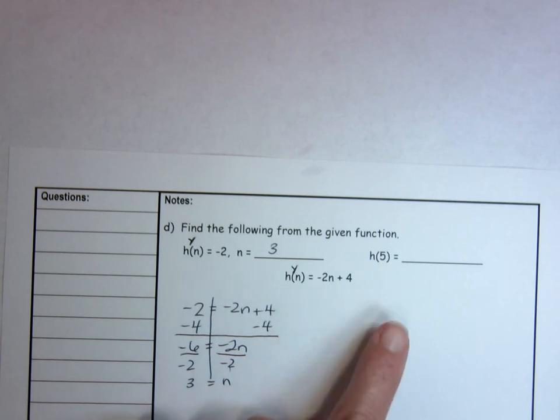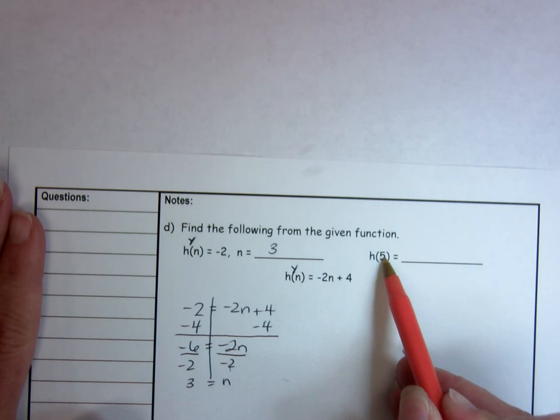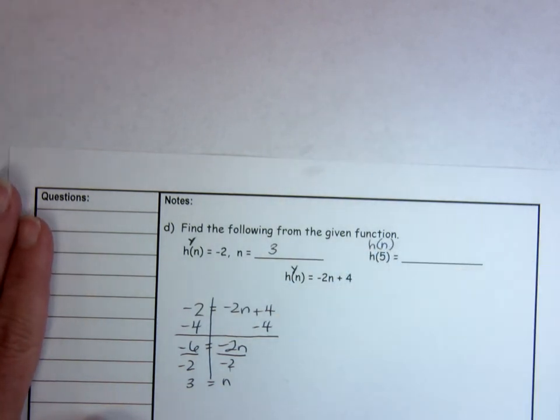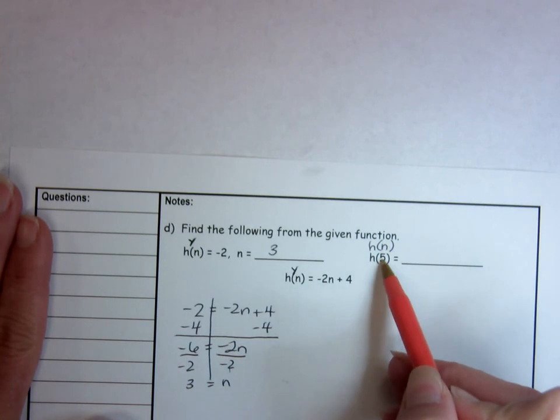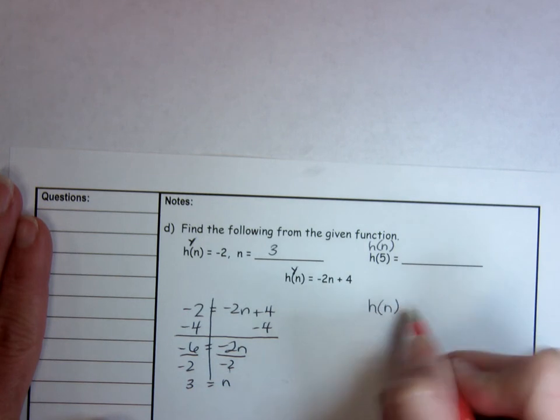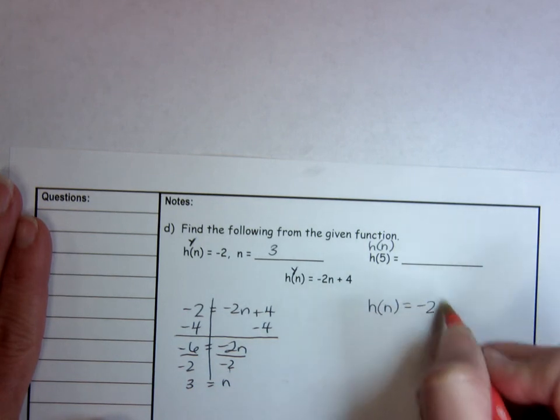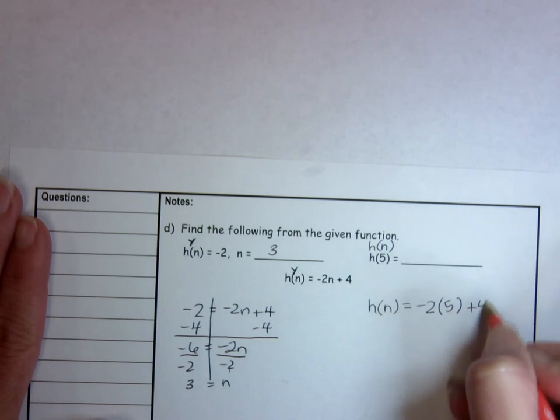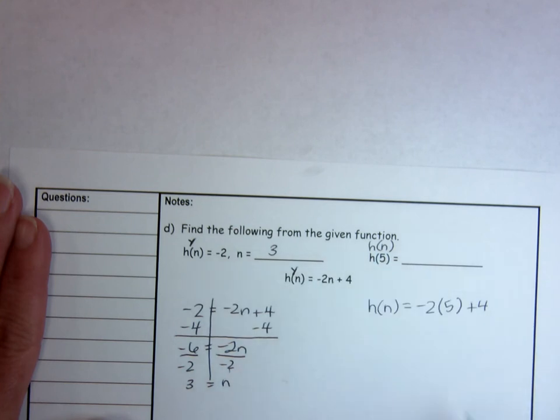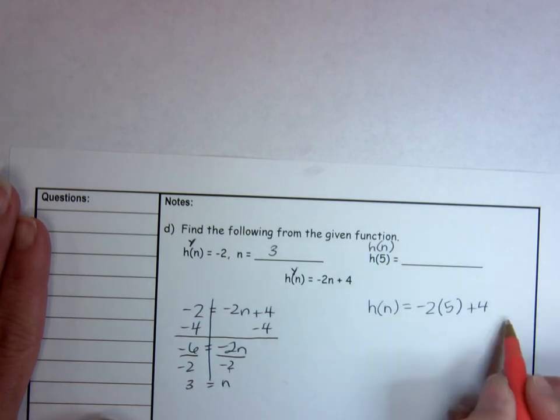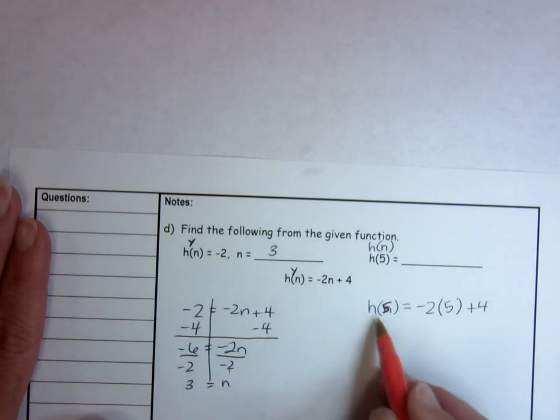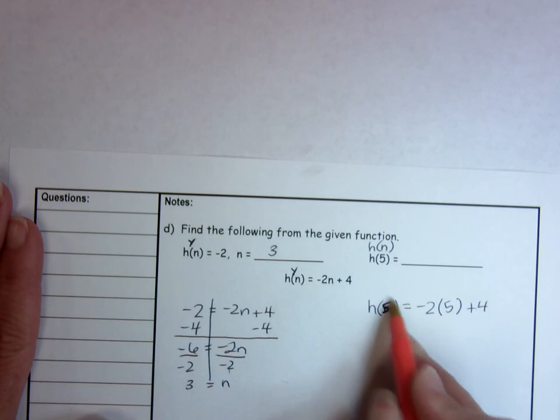Now let's look at this side. This side we have h of 5. Remember, this is the same thing as h of n. Well, what's happened? The n has been replaced with a 5. So in our function, we're going to replace the n with a 5. Negative 2 times 5 plus 4. See, that's an n right there, and we're going to replace it with a 5 since n is being replaced by 5. Now, as you notice here, we can actually put the 5 here too, just saying, when the x or the n is 5, what is the h of n?